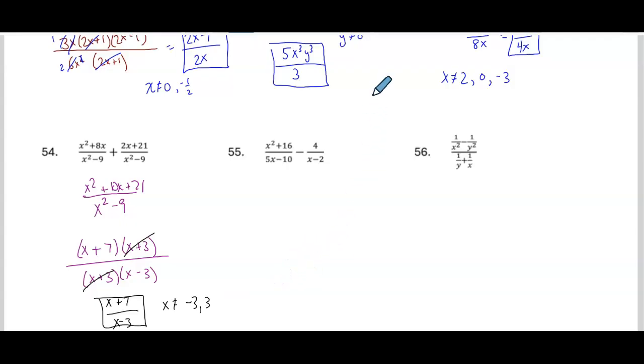All right, 55. So looking for a common denominator, but I don't have one yet. I'm going to factor this one to see what I have. It looks like my common denominator needs an x minus 2 because they both have that, and then it also needs an additional 5. So that first fraction is going to stay untouched.